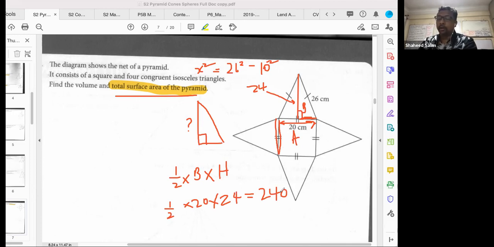Shafi, is your answer correct or not? 240 times 4, you get 960. So the 4 triangles is 960. Am I correct? And then the area of the square, 20 times 20 is 400. Right? You add together, it is 1360. Correct, Shafi? Are you okay?